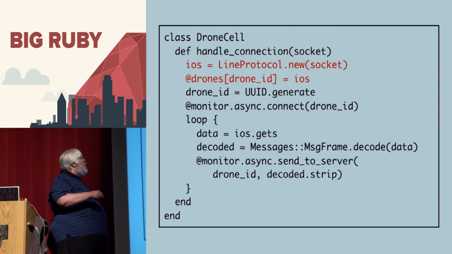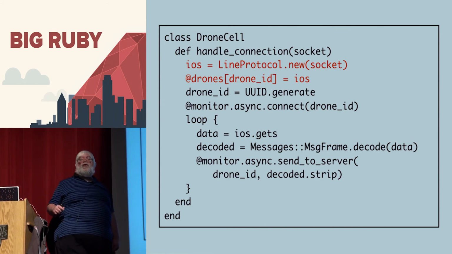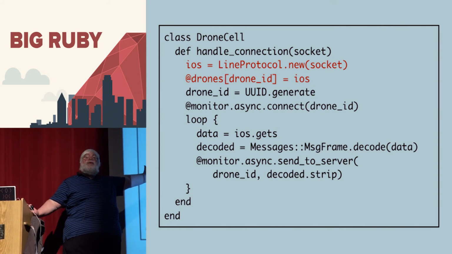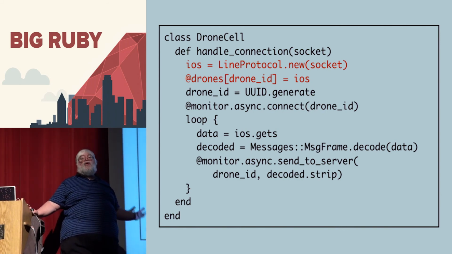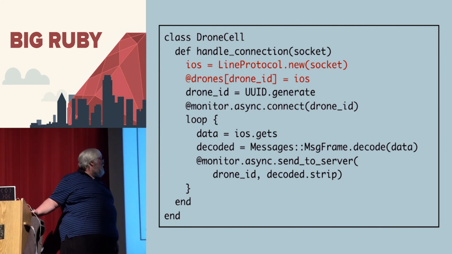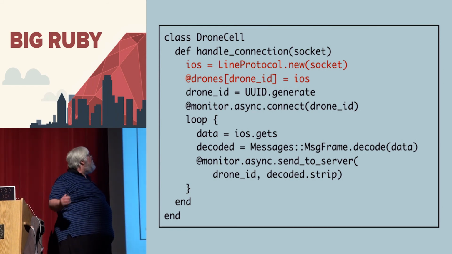Read a line of data, decode it, send it to the monitor. Data, read, decode, write. Read, decode, write, over and over and over. This is exactly the processing we're doing for handling a drone. And notice we're doing it in a regular loop. We don't have to worry about callbacks. We don't have to worry about, oh, when is this going to run? We just write straight line logic like we're used to writing in a single threaded application. And all the evented nature of that is hidden behind us.